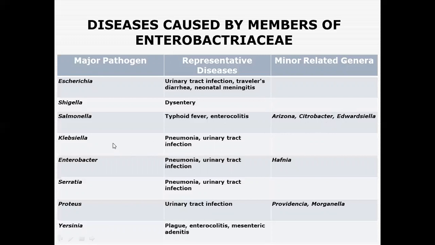Now we have another important group of microorganisms belonging to the genus Klebsiella, and the important species Klebsiella pneumoniae causes pneumonia and again UTI infections. Enterobacter, we have Enterobacter cloacae that causes pneumonia and UTI infections, Serratia, and we have Proteus, and we have Yersinia. We have covered all these. So these are the major genera of the family Enterobacteriaceae.